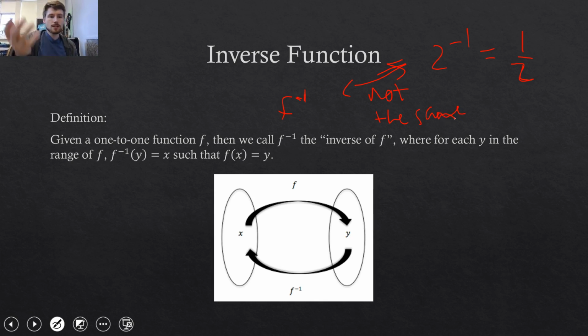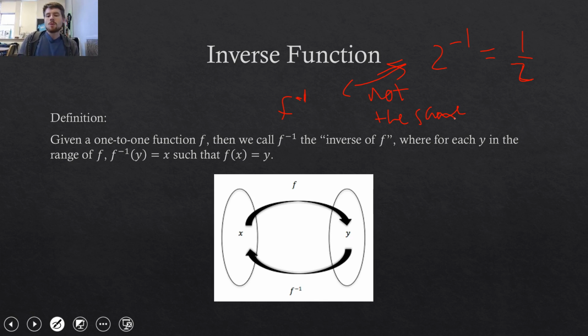But we use the -1 power as the undoing. It's really not -1. It's not a power. It's just saying the inverse of f. So with that aside, we call it f to the -1, but it's not to the -1. It's just written that way.